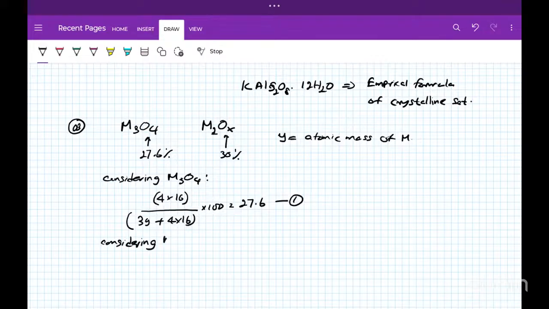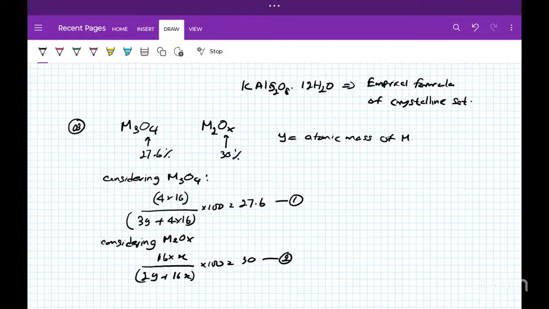Then considering M2OX, you can take 16 into X divided by 2Y plus 16X, into 100. This is equal to 30%. So these are two simultaneous equations. You can solve them for X and Y. If you want, you can find Y, or if you want, you can be satisfied with only X.